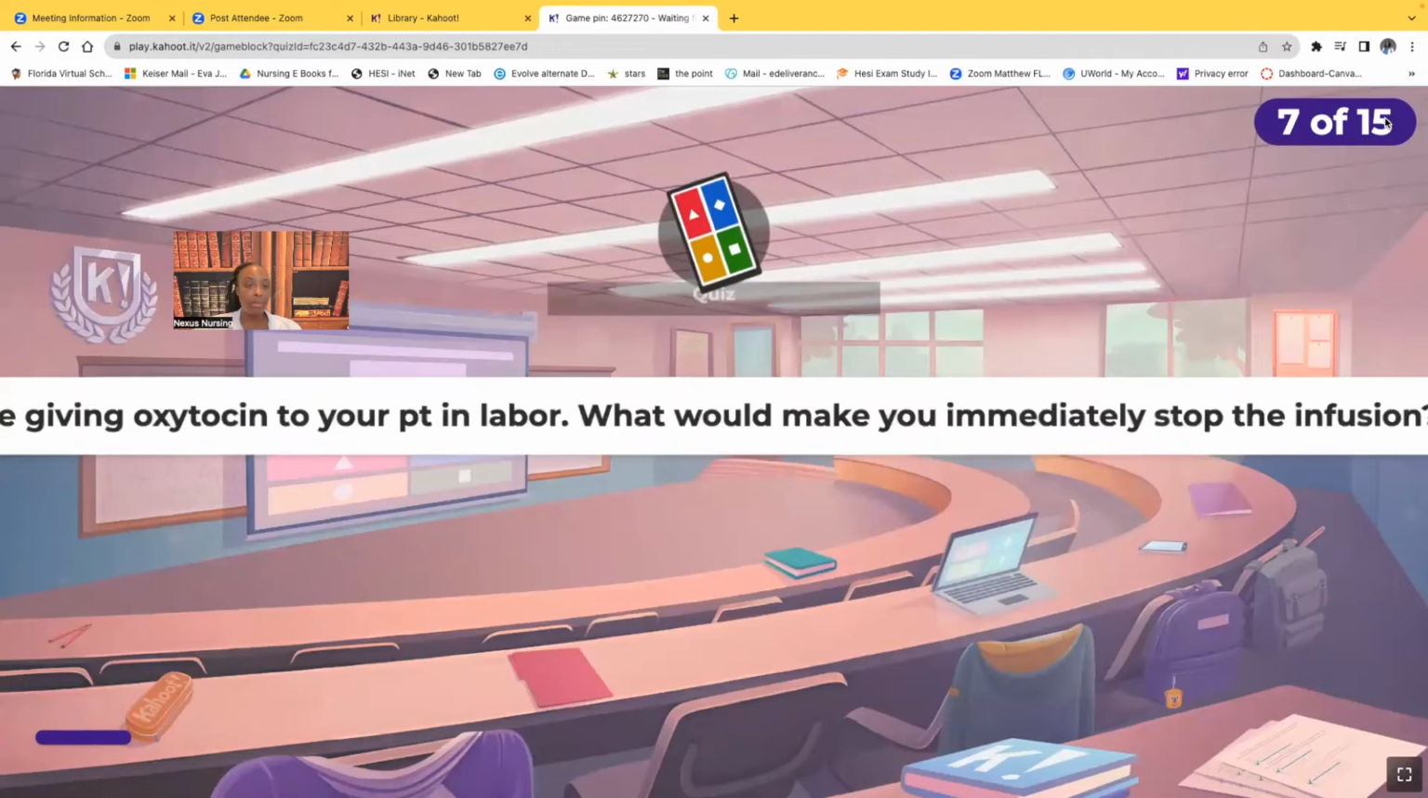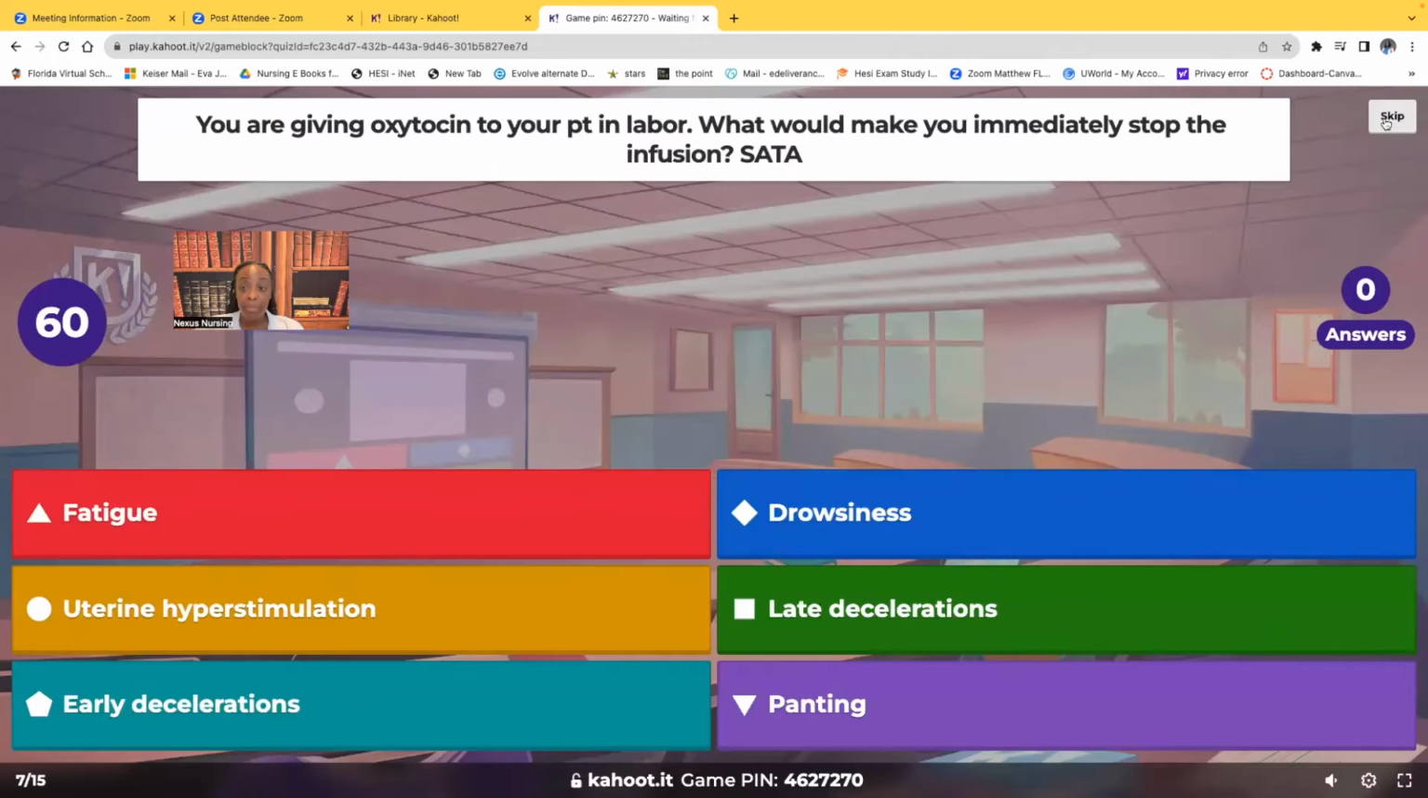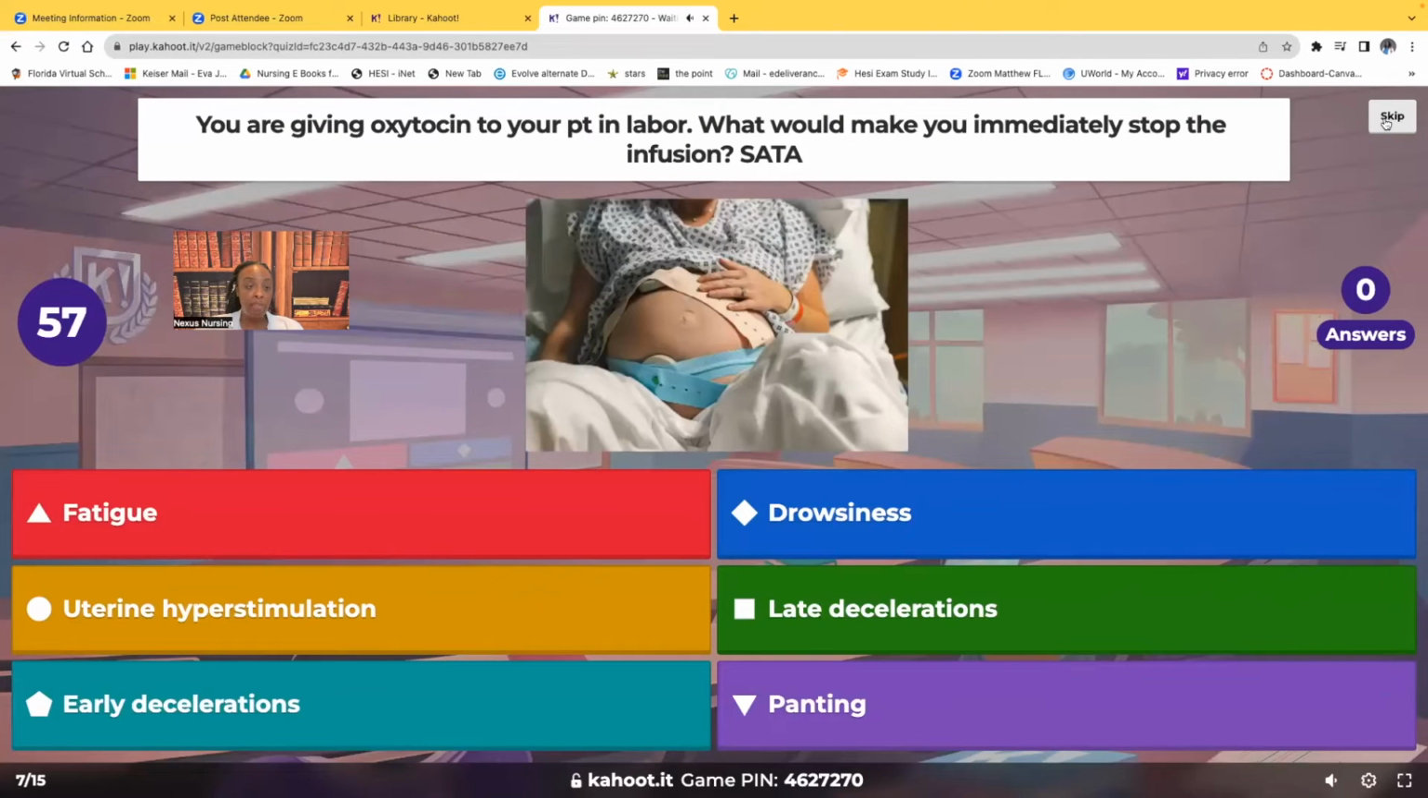Select all that apply. You're giving oxytocin to your patient in labor. What would make you immediately stop the infusion? Select all that apply: fatigue, drowsiness, uterine hyperstimulation, late deceleration, early deceleration, panting. What do you guys say? You're giving oxytocin. What would make you immediately stop the infusion and call the healthcare provider?